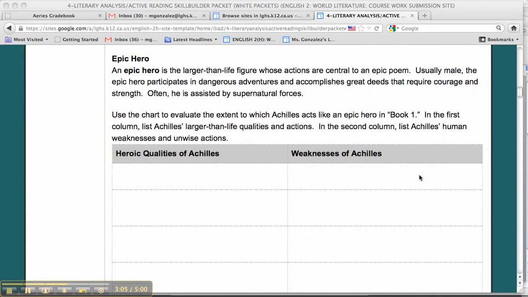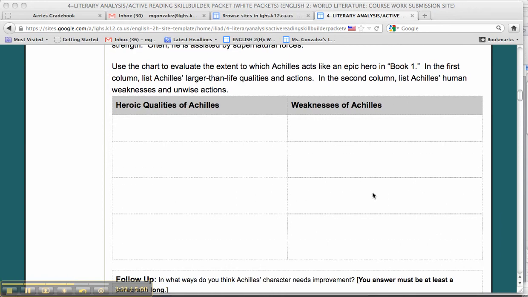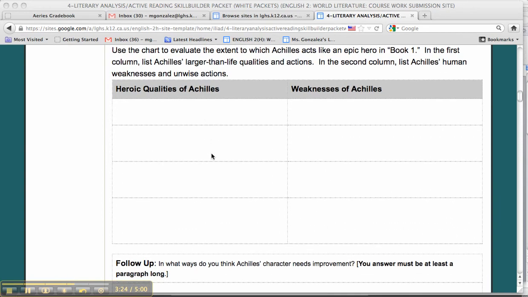Okay, and so therefore, because he is part god, he does have a lot of divine qualities. We know that he's obviously very strong. He's a strong warrior. And we also know that he establishes a lot of weaknesses that show his human side. All you're doing here, this is so easy, all you're going to do on this chart is write on this side what some of those heroic qualities are.